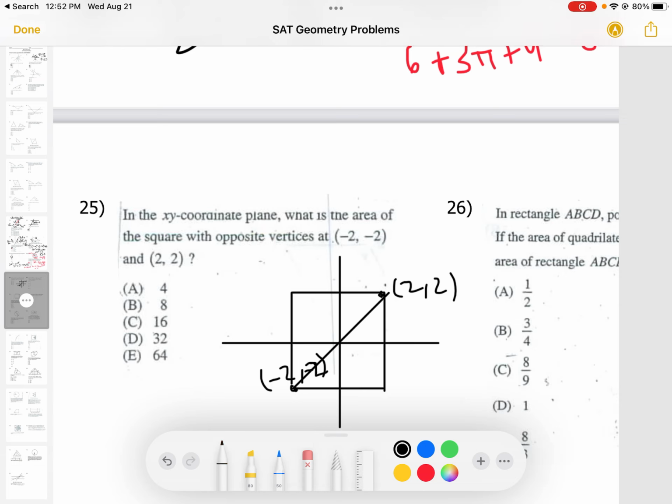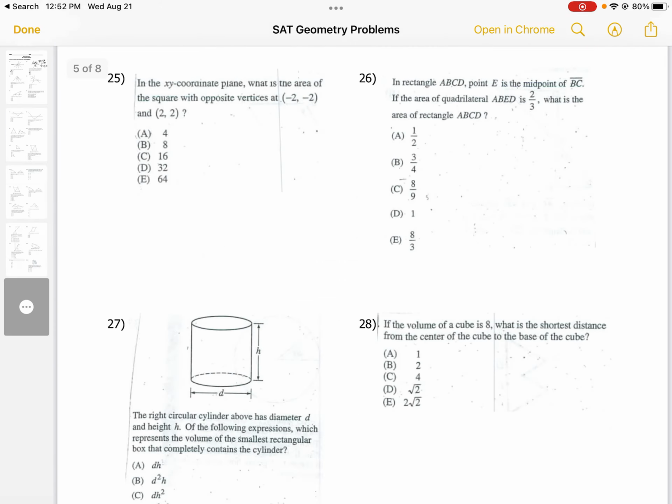Alright? So this is just 4 root 2. Right? And how would we find the area of a square from this? Well, you should know that whenever you draw a diagonal from one vertex of a square to its opposite vertex, these angles become 45 degrees. So here we have a 45, 45, 90 degree triangle.